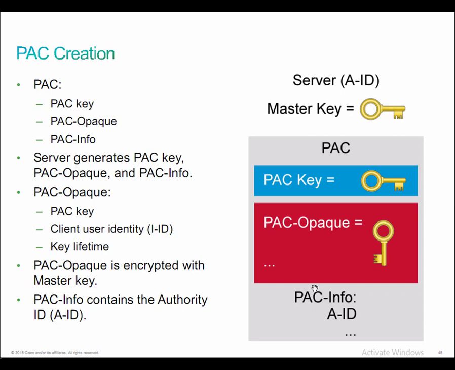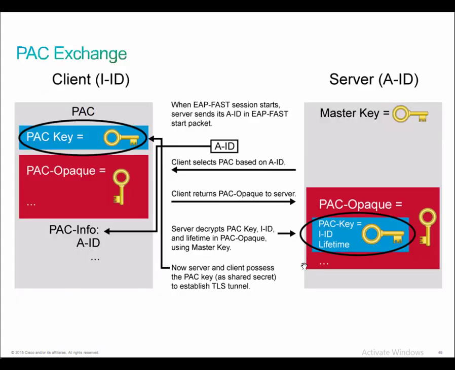I think you'll find, if you're using EAP-FAST, that you will probably be going through the auto provisioning process and not manually installing these packs. Okay, so let's talk about that process. When an EAP-FAST session gets initiated, the server sends its ID in the EAP-FAST start packet to the client. The client uses that ID, the A-ID, to choose the pack to use for that particular session, assuming the pack has already been installed on the client, by the way.